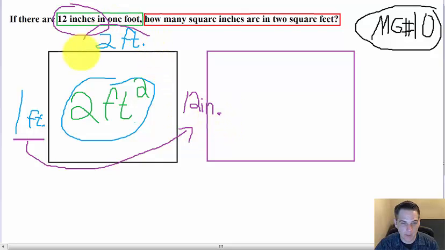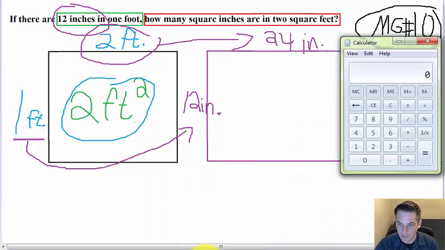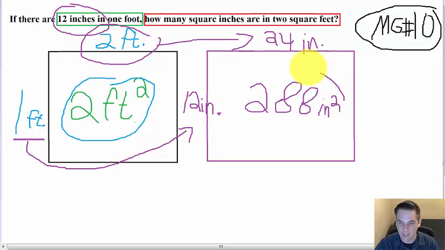And then we'll go ahead and do this one. 2 feet times 12 inches is 24 inches. And then we can pull up a calculator, and we're going to just do length times width to get our final area. So 12 times 24 equals 288. And that is how many square inches are in 2 square feet.